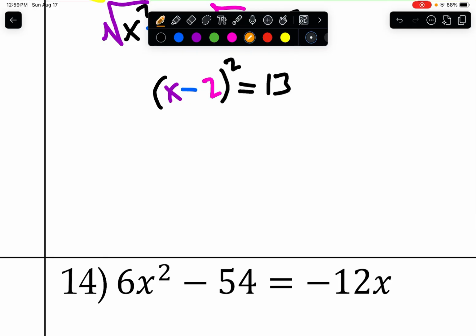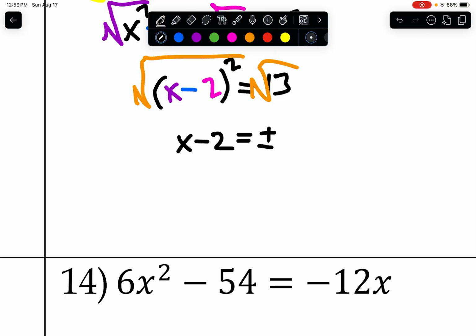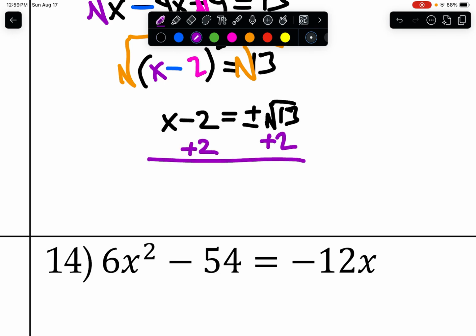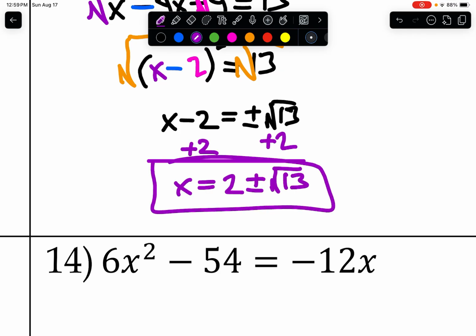So now I'm ready to solve it. So I want the square root of both sides. So x minus 2 equals plus or minus square root of 13. Now, square root of 13, that's not a perfect square, and it can't be simplified, so you're just going to leave it how it is. And then I'm going to add 2 on both sides. And then that 2 I'm going to write in the front so that we can write it as x equals 2 plus or minus the square root of 13. So this would be what we're looking for.